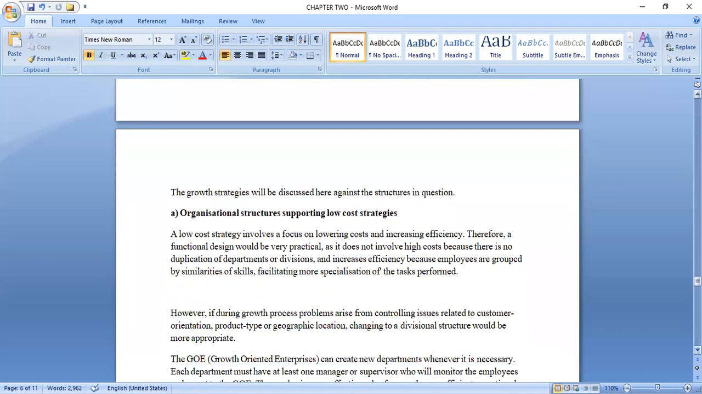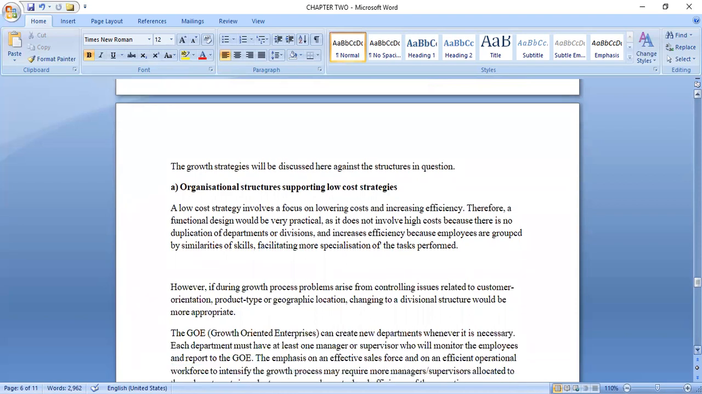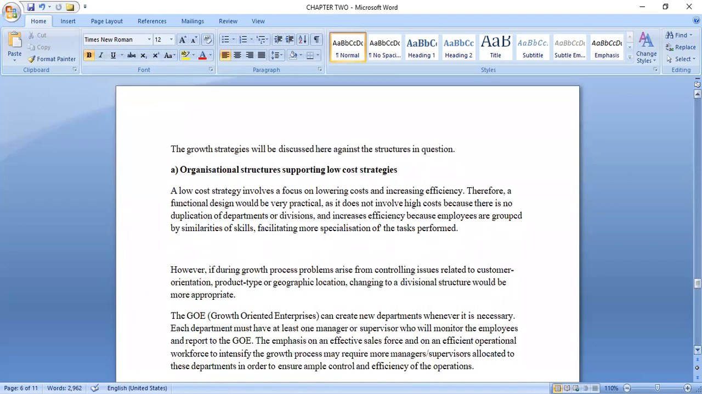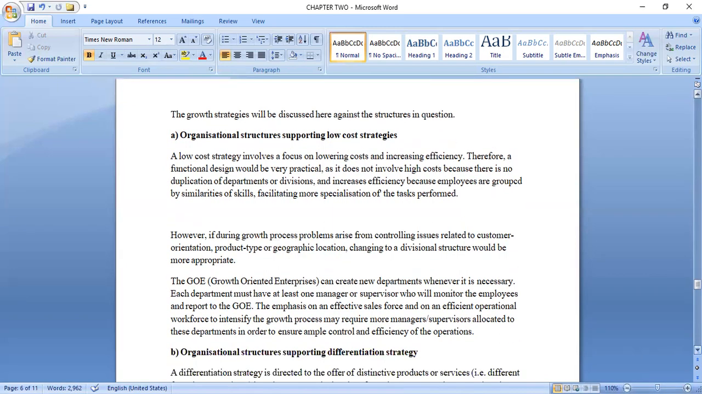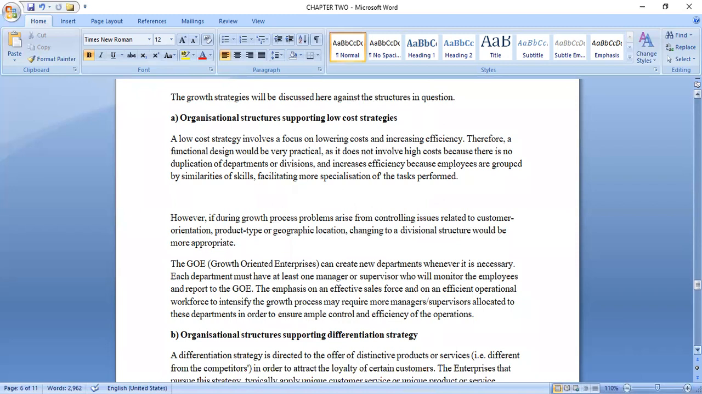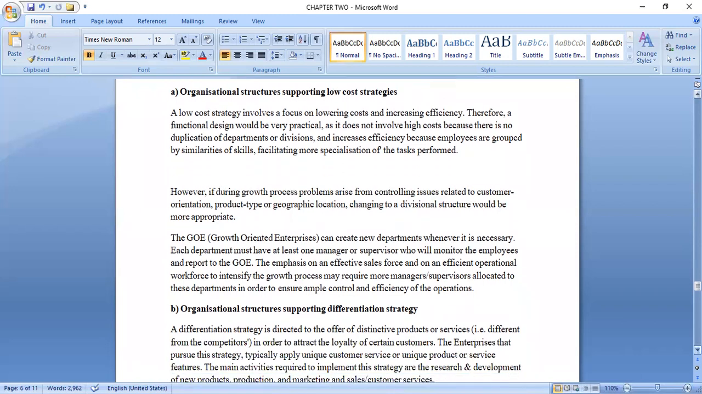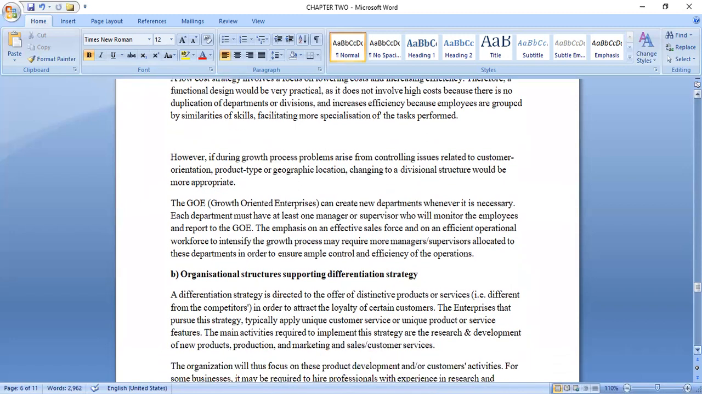So let's look at the growth strategies for these organization structures. Number 1, we've already looked at this. We've seen that we have organization structures that have a strategy of low cost, of minimizing costs, right? And of course, we've seen that these are called growth-oriented enterprises, GOE, right? So if the business is aiming at minimizing costs, it is going to be in the direction of a functional organization structure.